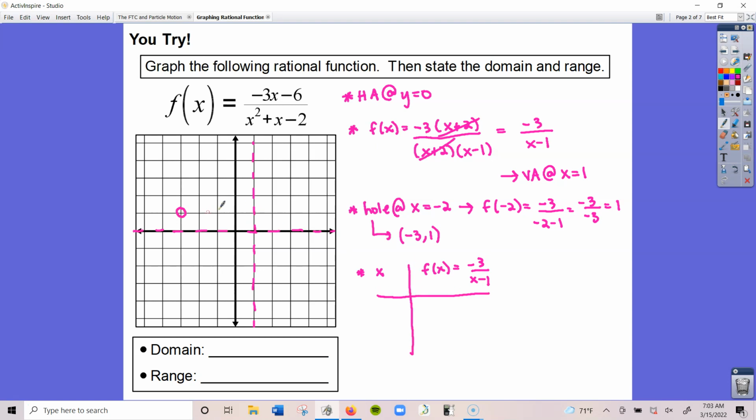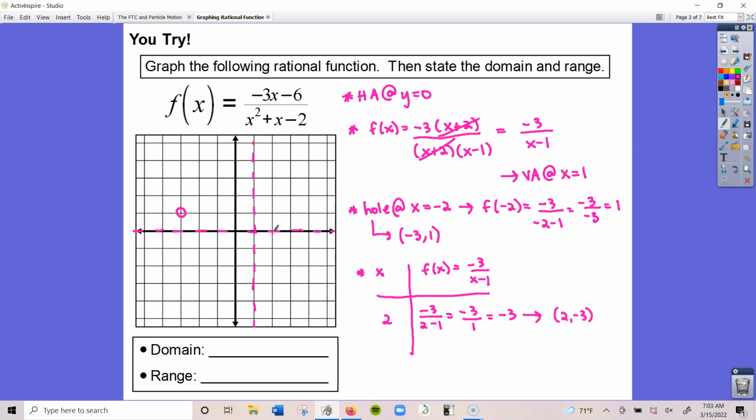I don't need to choose a point to the left of the vertical because I have the hole there that kind of counts as my point. So I'm just going to choose a point to the right. So since this is at 1, I'm going to choose 2. And I'm going to plug into my equation. So -3 over 2 minus 1, which is going to give me -3 over 1, which is -3. So I have a coordinate at 2, -3.